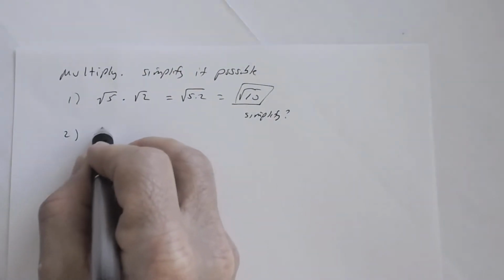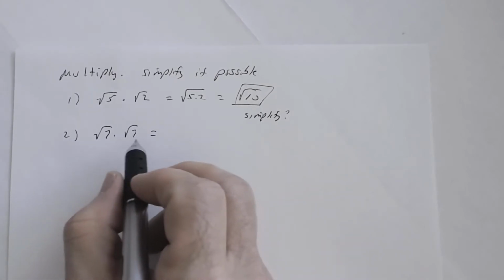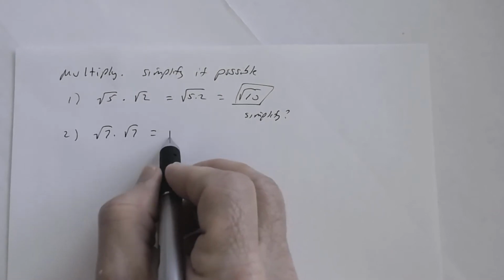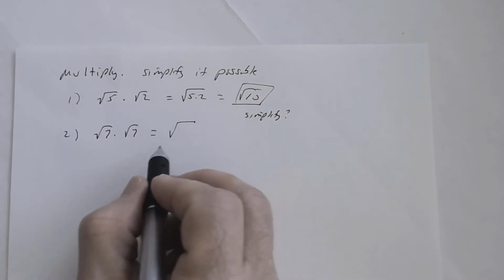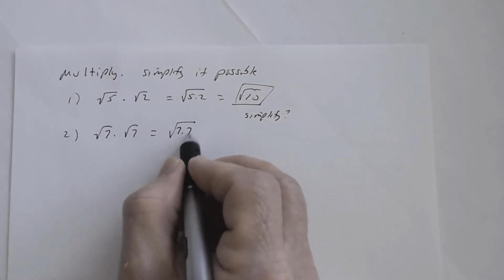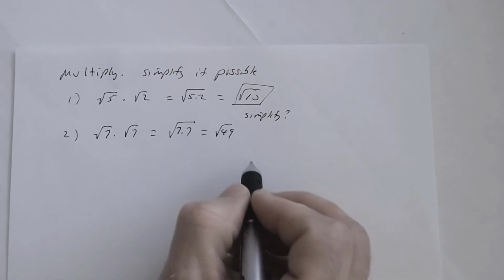We have the square root of 7 times the square root of 7. The indices are the same, so that means I can write it as one square root using the product rule. The product rule says I take these radicands and multiply them together. So 7 times 7 is 49, so I get the square root of 49, right?